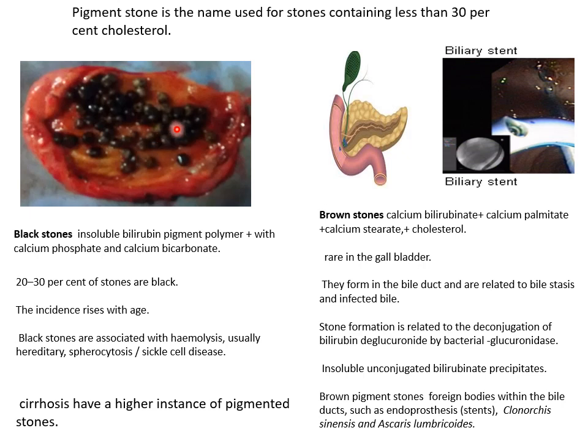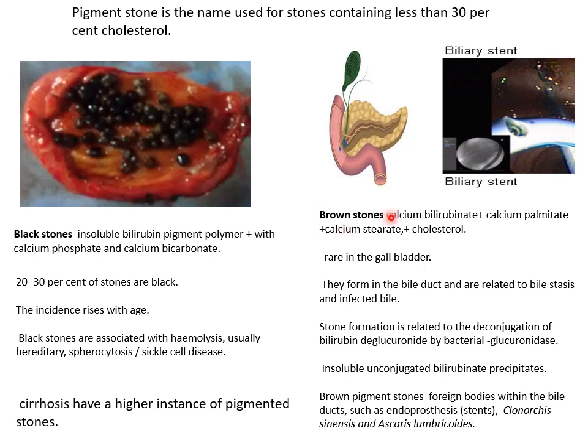Okay, we're talking about pigment stones. We are not talking about mixed stones. We are talking about pigment stones. Pigment stones contain less than 30% cholesterol. They are insoluble bilirubin pigment polymer and calcium phosphate and bicarbonates. 20 to 30% of the stones are black. They are usually found in hemolytic anemias, and cirrhosis for some reason has a high incidence of black stones.